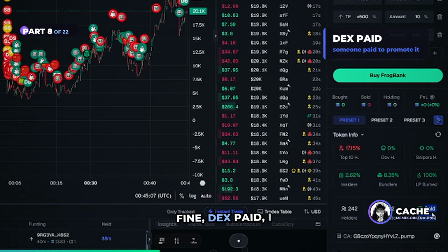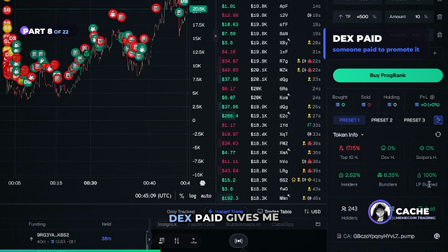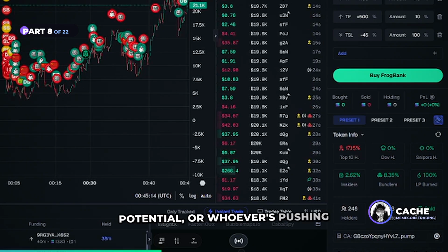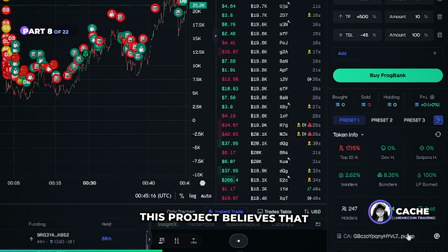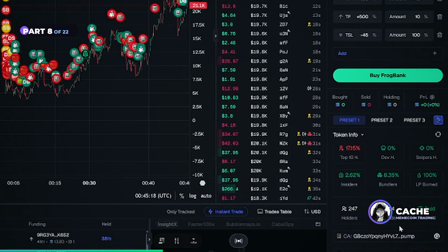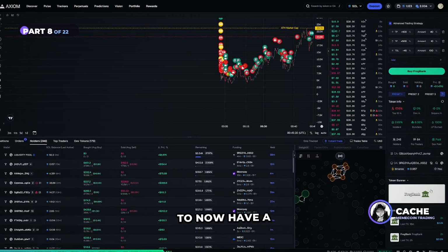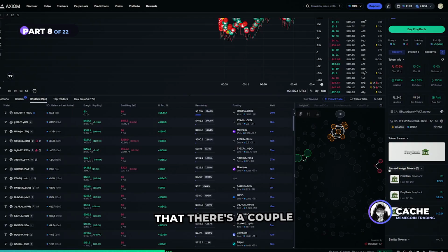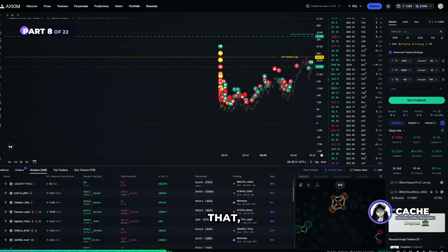Dex Paid gives me a little bit more clarity onto thinking that this thing has potential, or whoever's pushing this project believes that it's really good. You'll be able to now have a token banner, but you can also see, as I was showing before, that there's a couple people that redid this coin. Either they launched at the same time, or something else like that.